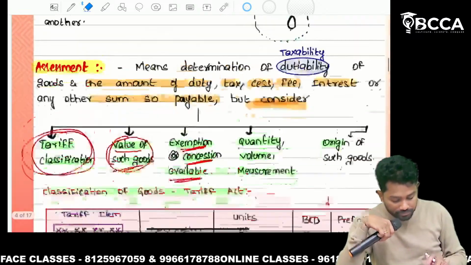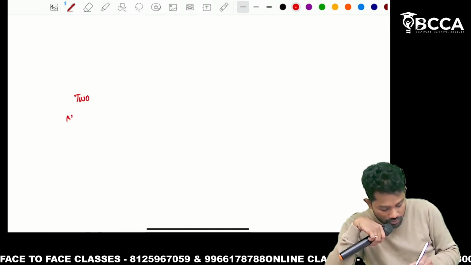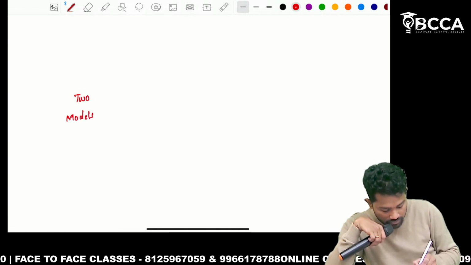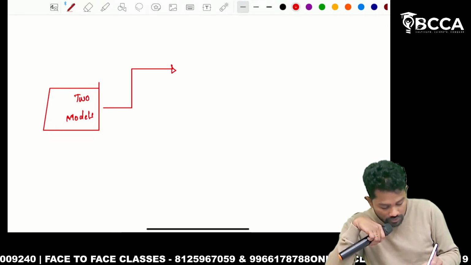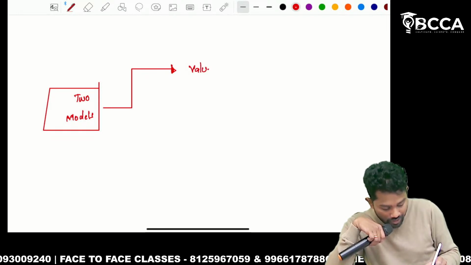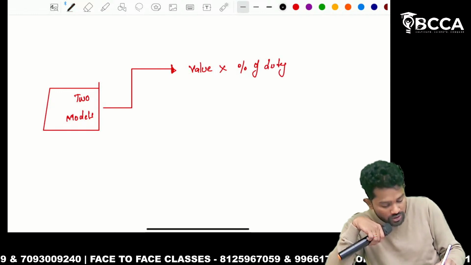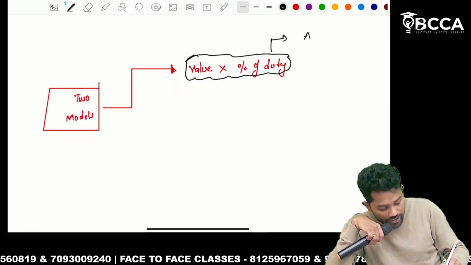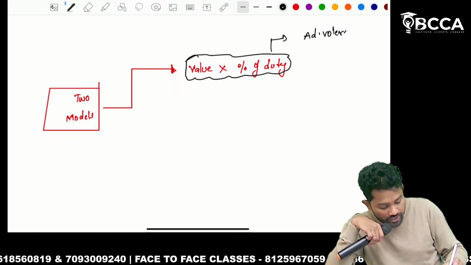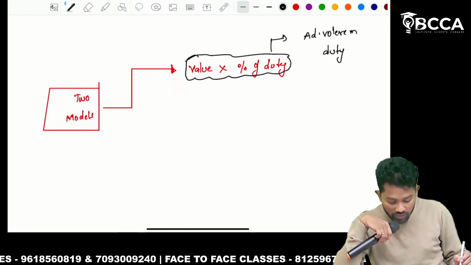Understand, under customs, to levy tax, there are two models of taxation. The first model is like you take the value. On this value, a percentage of duty will be applied. This is the most regular and usual one which we see. This is even called ad valorem duty. If it is levied this way, value into percentage, then that is called ad valorem duty.